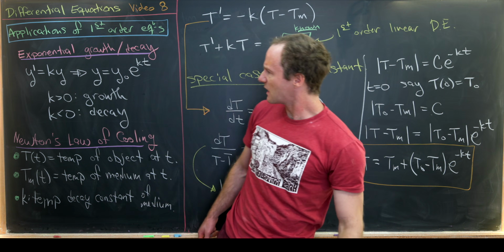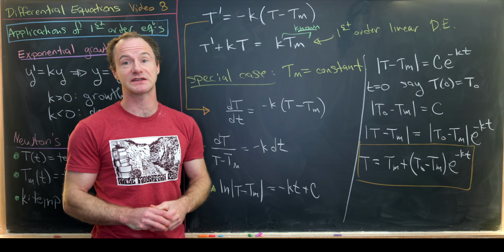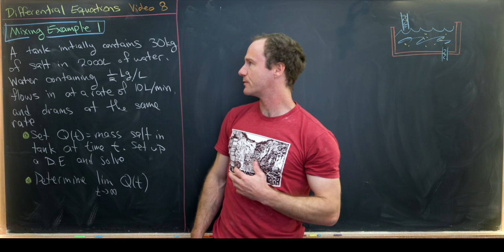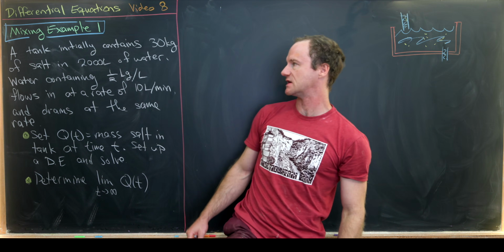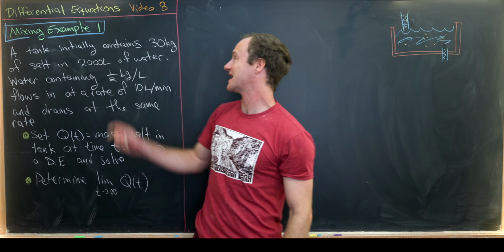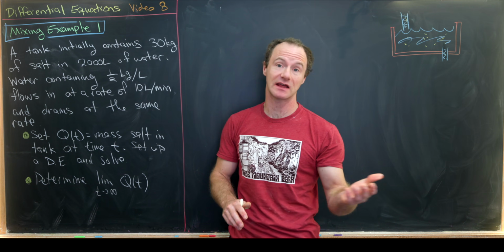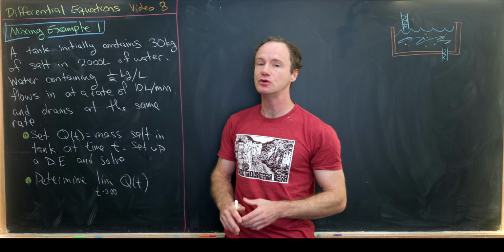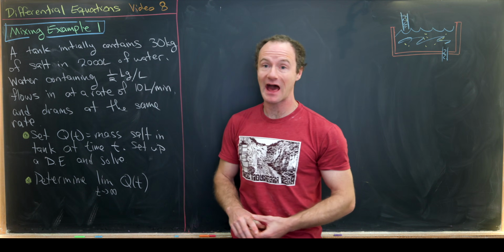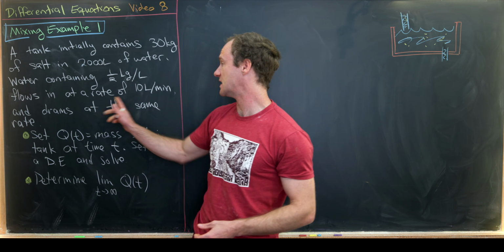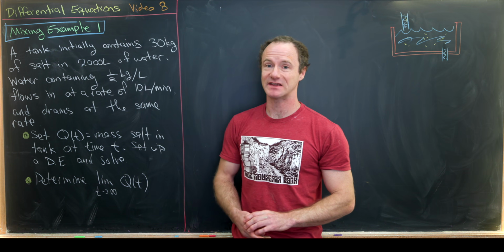Okay, so now let's look at another class of applications, which are pretty classic. They are mixing problems. So for our next example, which will be one of two mixing problems, let's consider the following scenario. A tank initially contains 30 kilograms of salt in 2,000 liters of water. Then water containing a half a kilogram per liter flows in at a rate of 10 liters per minute and then drains at the same rate.